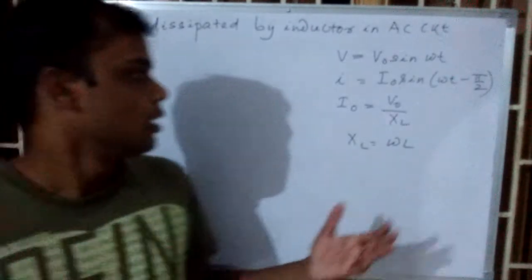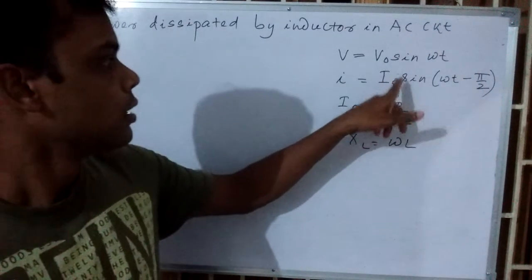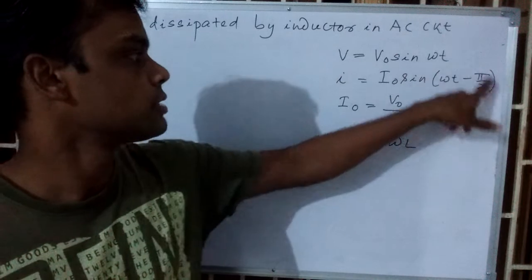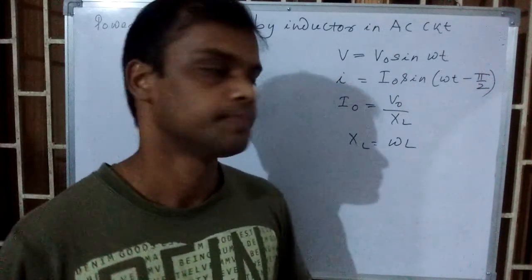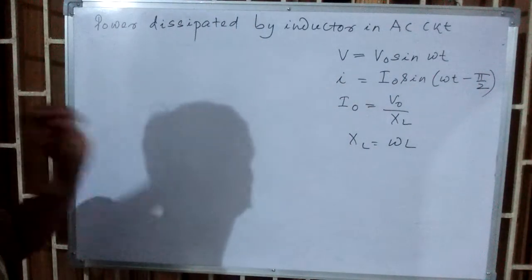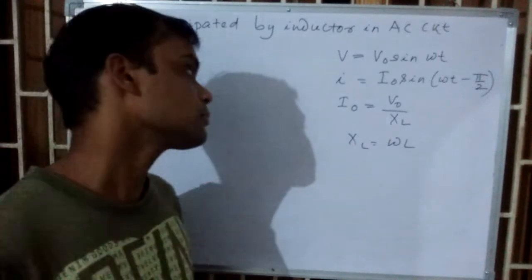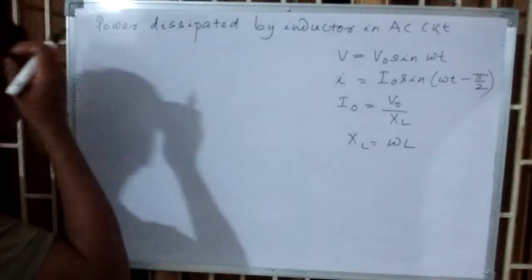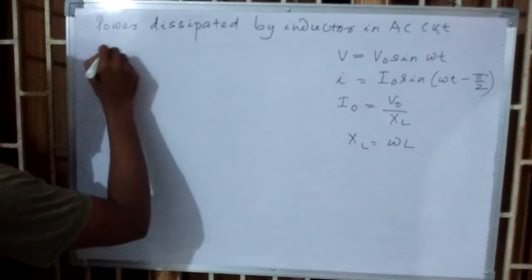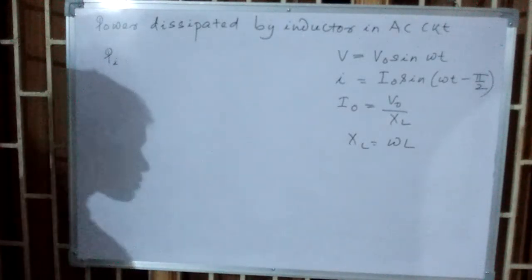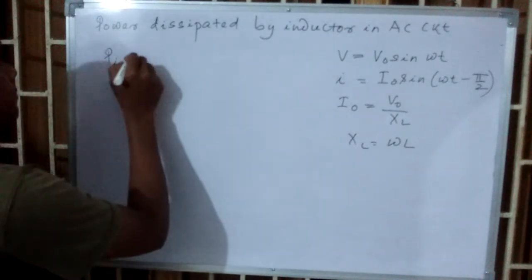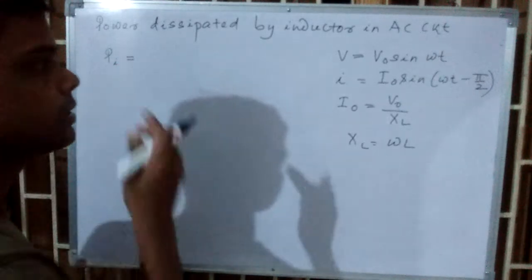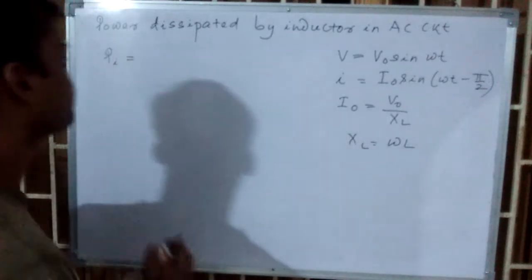One more thing, current lags behind voltage by 90 degrees or pi by 2. In this class we shall discuss power dissipated by the inductor. So what is power dissipated? That is instantaneous power, Pi. That means power dissipated by the inductor at any particular instant.